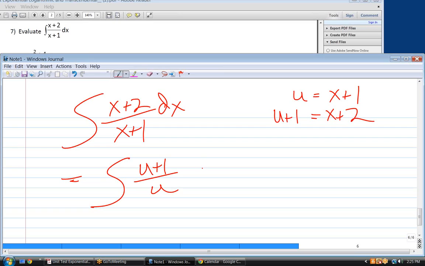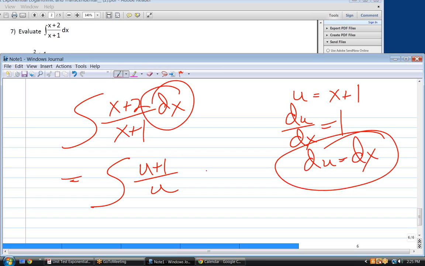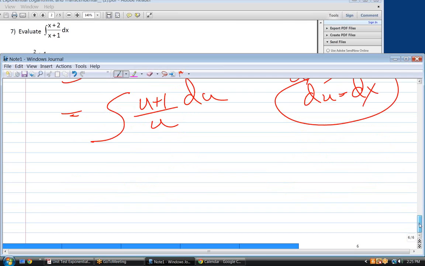Du is 1, right? Figure out du from that. So u, the derivative: du dx equals 1, which means du equals dx. We need that because we can't use u substitution unless we can substitute for that.